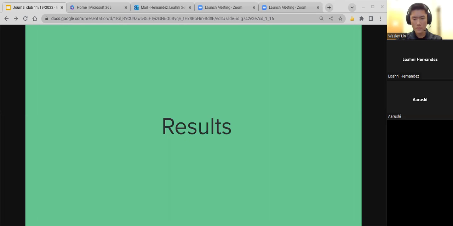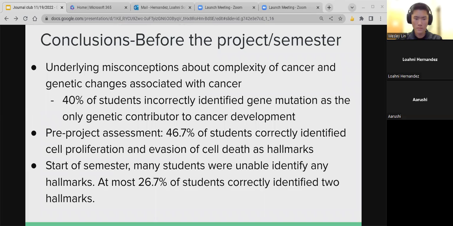Okay, so let's go ahead and talk about results. So what exactly did this study conclude? In regards to the pre-assessment, it was discovered that there were, in fact, misconceptions students had in regards to the complexities of cancer and the genetics behind cancer. As shown on the slide, a major misconception regarding genetic factors in cancer development was identified. 40% of students surveyed in the pre-assessment believed that gene mutation was the only genetic factor in cancer development.